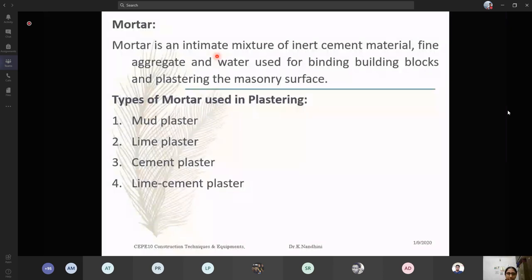Mortar is an intimate mixture of inert cement material, fine aggregate, and water, for binding the building blocks and plastering the masonry surface. What are the types of mortars used in plastering? Mud plaster, lime plaster, cement plaster, and lime cement plaster. These are the four different types of mortars that we use for plastering.